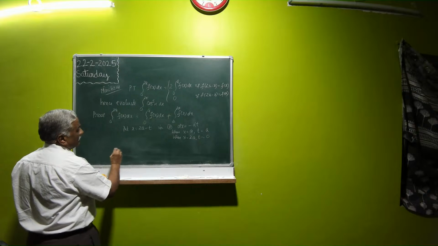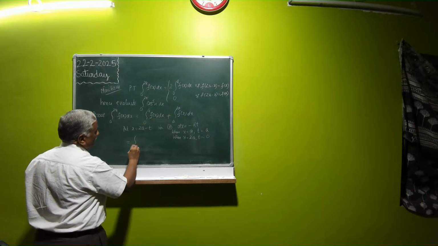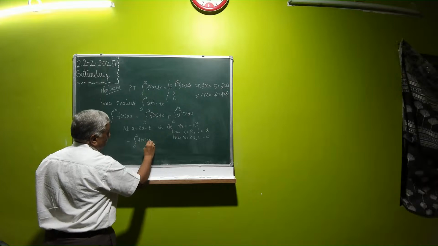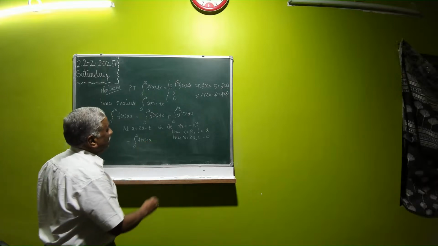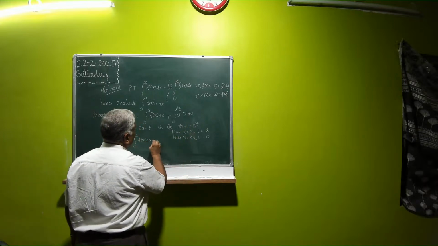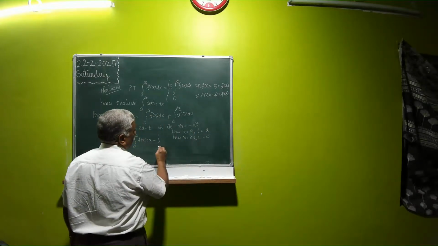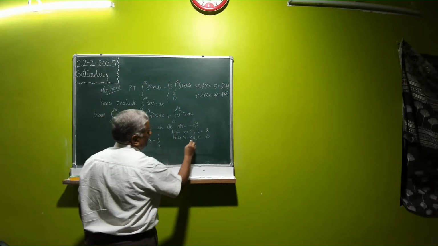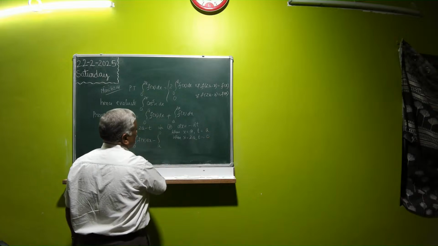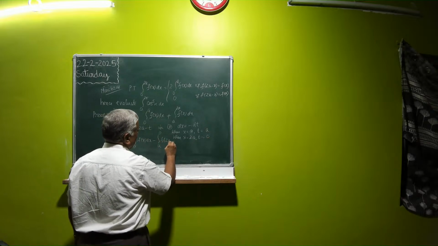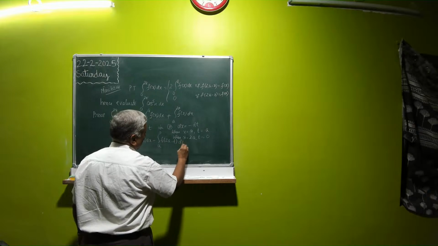So what will happen? The first integral you write as it is. 0 to a f of x dx is as it is. The second integral, write the minus sign. In place of a, you have got a only. In place of 2a, you have got 0. And write this as f of 2a minus t dt.